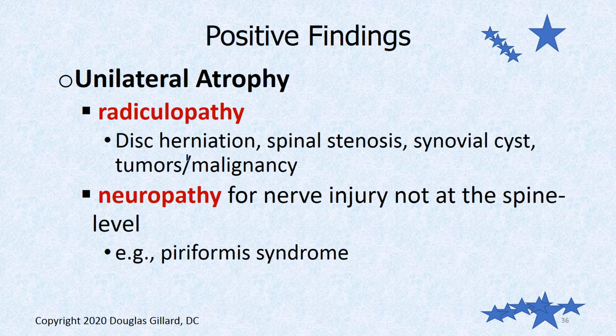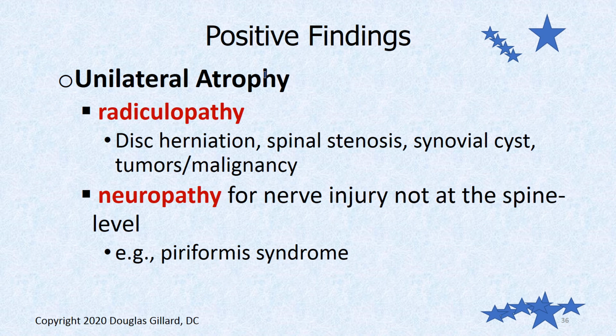And positive findings, so unilateral atrophy: sciatica, an injury to the nerve root from a disc herniation or spinal stenosis, or spondylolisthesis, or synovial cyst or tumor. I mean, radiculopathy can give you a unilateral calf. I lost over 1.5 inches in my calf when I had my sciatica. Things shriveled up like crazy. Some of it came back, but not all of it. Neuropathy.